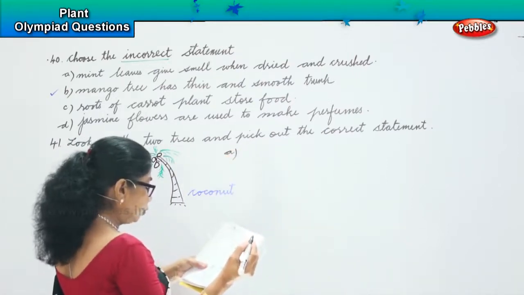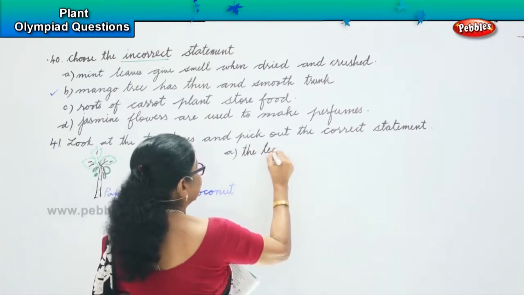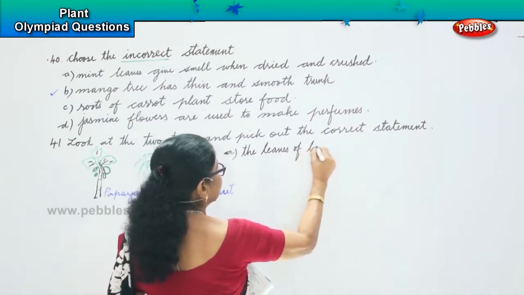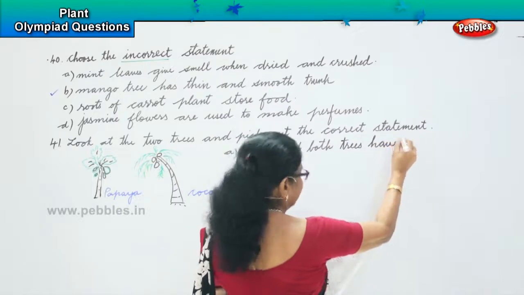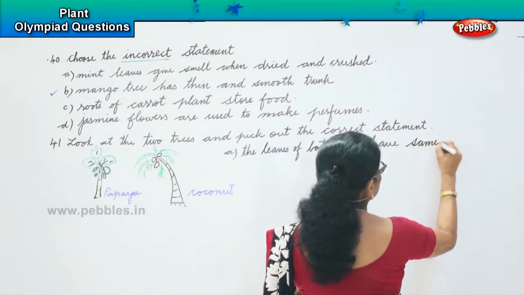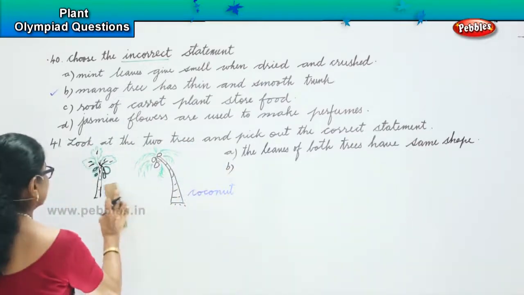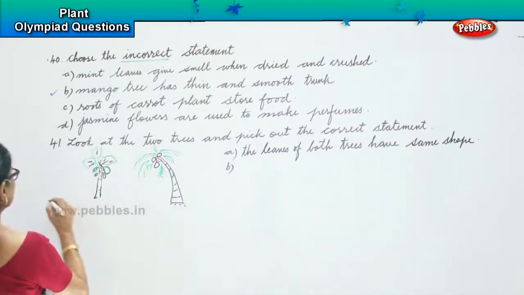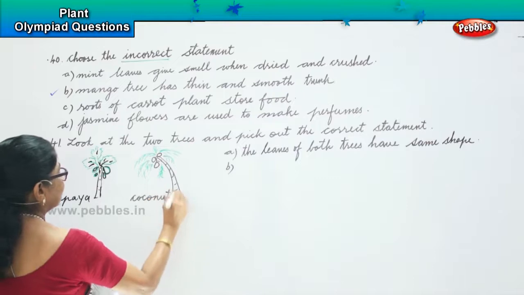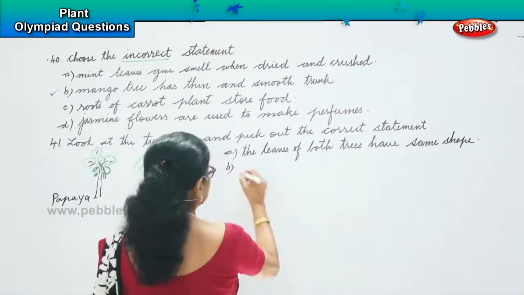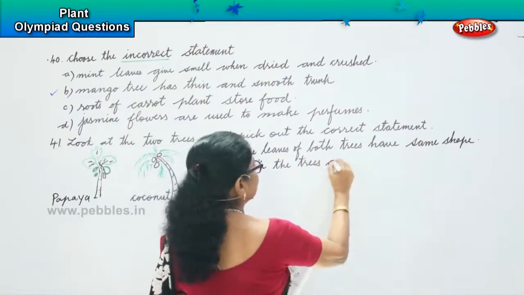Option A, the leaves of both trees have the same shape. That's the first one. Option B. This is papaya, coconut. B, both trees are water plants.